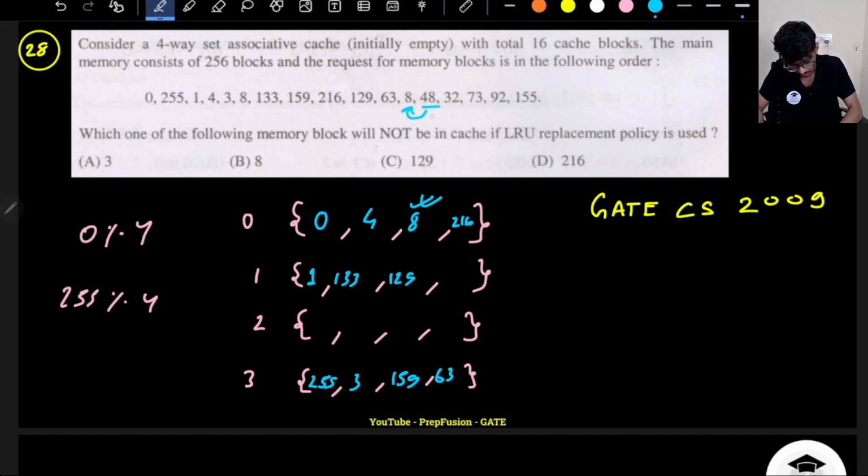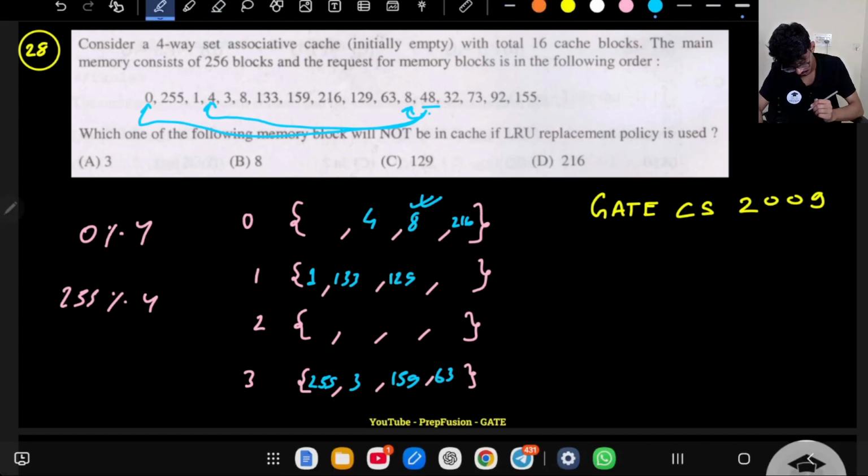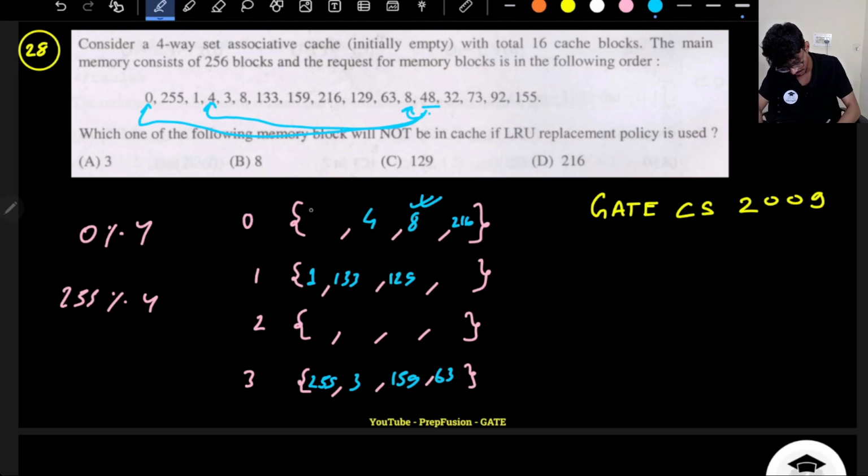So 8 was recently called, 4 was called here, and 0 was called here at the starting. So 0 was called the earliest, so I will replace it because it is the least recently used. Because 0 was called the earliest, that's why it will be the least recently used. So here 0 will be replaced with 48.